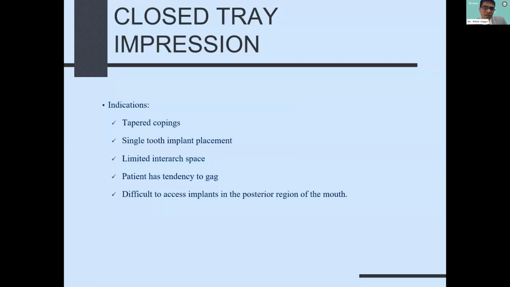So conventional delayed loading impression protocol involves closed tray and open tray. What are closed tray impressions? They are tapered copings, single to the implant placement.